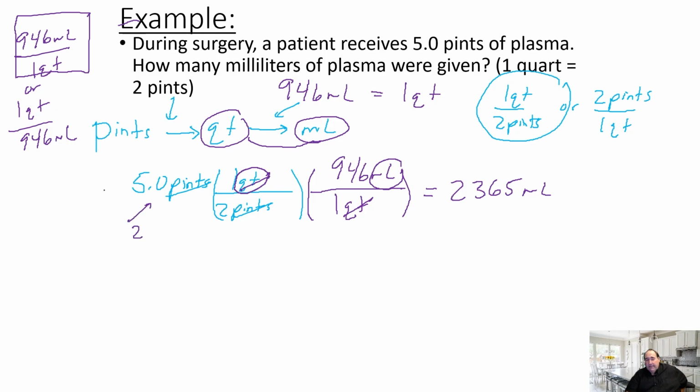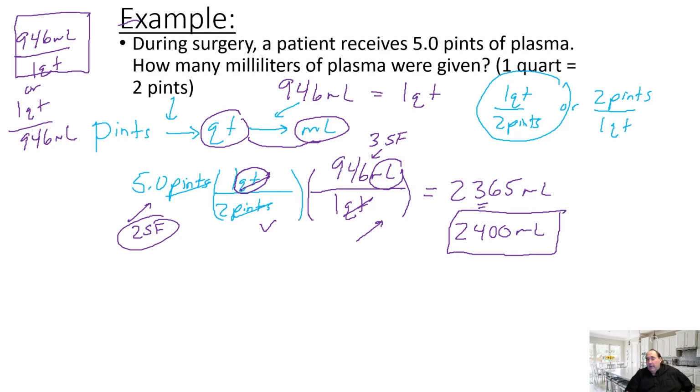The 5 is 2 significant figures. The 2 is an exact number, so we don't have to worry about it. This is a crossover conversion, so we should look at it, which actually has 3 significant figures. That means that we should end up with 2 here based off of that first number, which is the lowest since we're multiplying and dividing. So we're looking at about 2,400 milliliters in this case. Or again, you could use scientific notation, 2.4 times 10 to the 3 milliliters. So either one of those is okay.